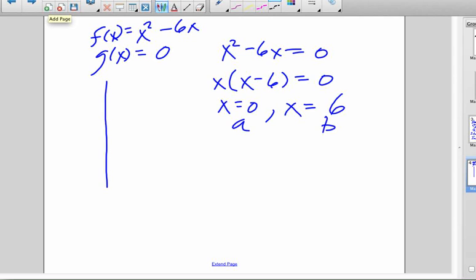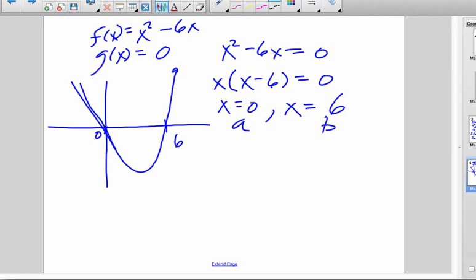Okay, now it's always good to sketch a graph of what's going on here. And f of x looks like this. It should go through this point. This is 0, this is 6. So this is f of x. And g of x equals 0 is our x-axis, so this is g of x. So the area we're interested in is in red.